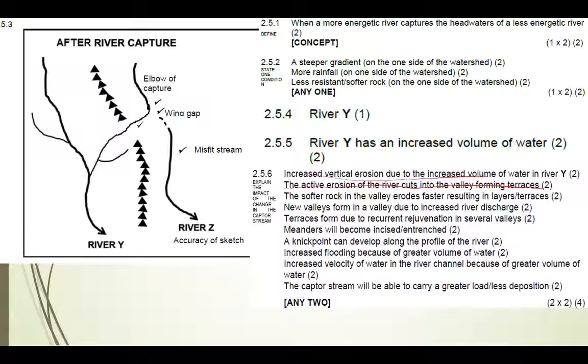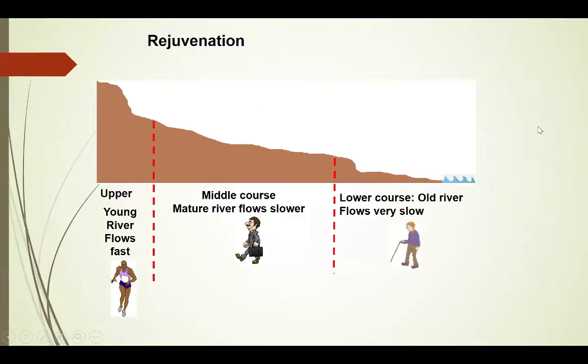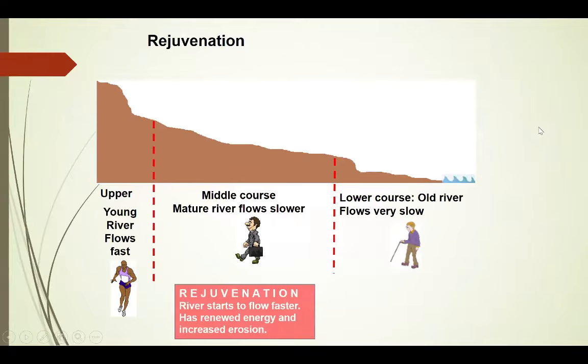So these are somewhat complicated answers, but you need to simplify them. You must know that the volume of water is going to increase, erosion is going to increase, deposition is going to decrease, and vertical erosion is going to increase. There are going to be high chances of flooding. So you need to simplify your answers. Don't complicate your answers.